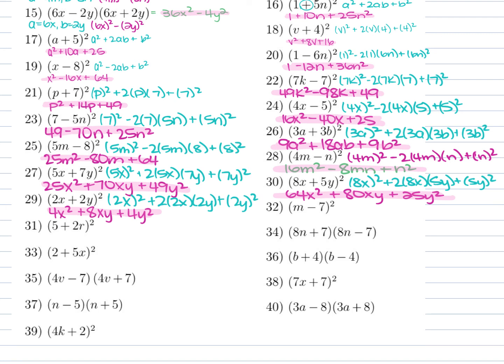For 31, you have 5 plus 2r to the second power. So that's 5 to the second power plus 2 times 5 times 2r plus 2r to the second power. From here, you're going to have 25 plus 20r plus 4r squared.